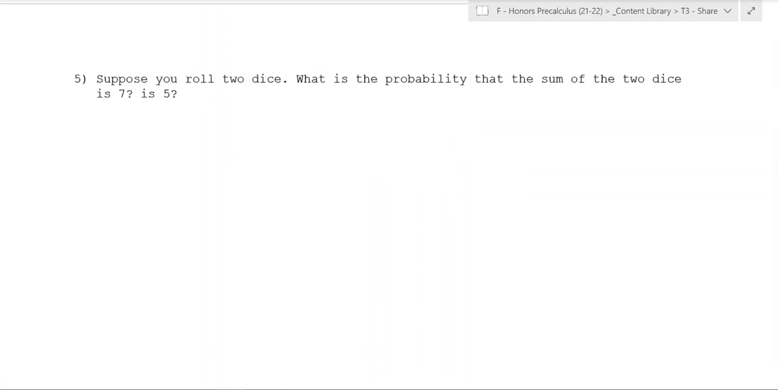So sometimes we use nCr on our calculator, nPr on our calculator, or we can just count things up straight up. What I mean by that is, suppose you roll 2 dice. What is the probability that the sum of the 2 dice is 7? What about 5?